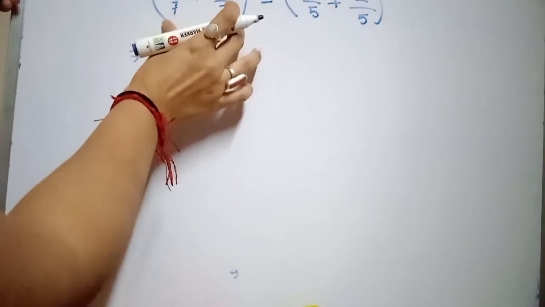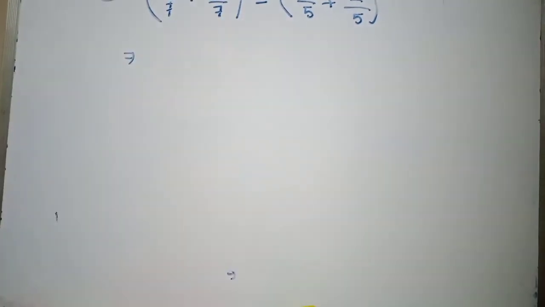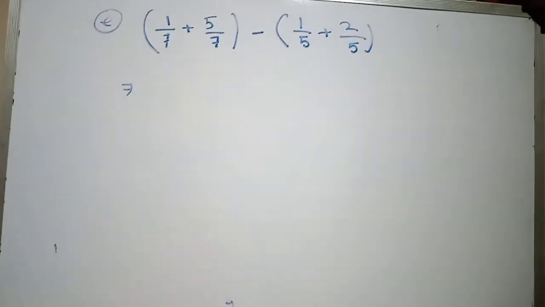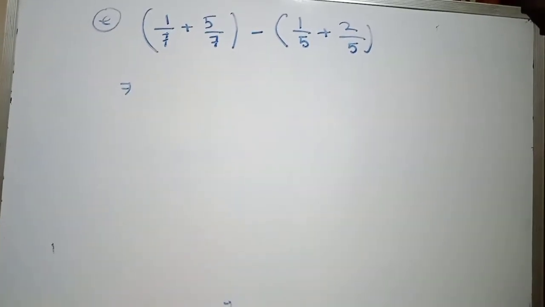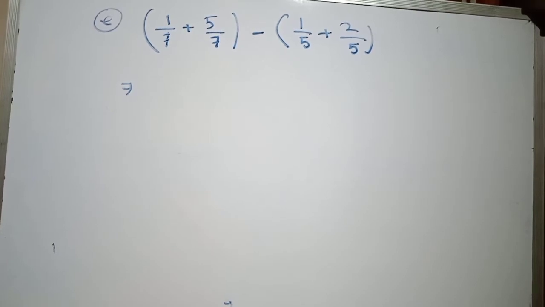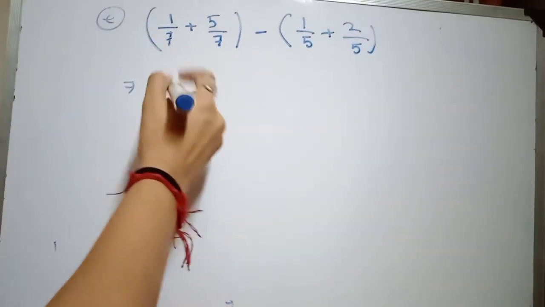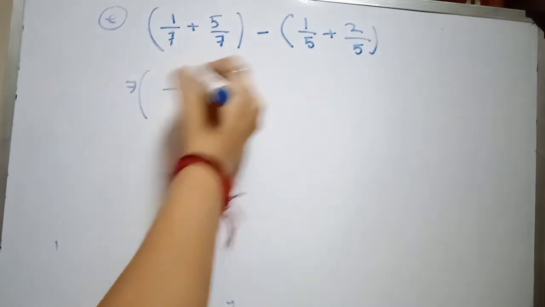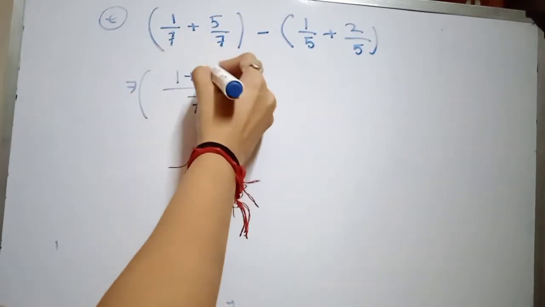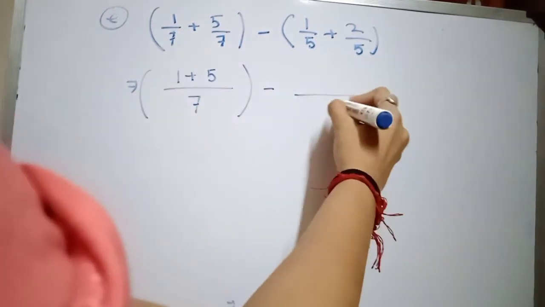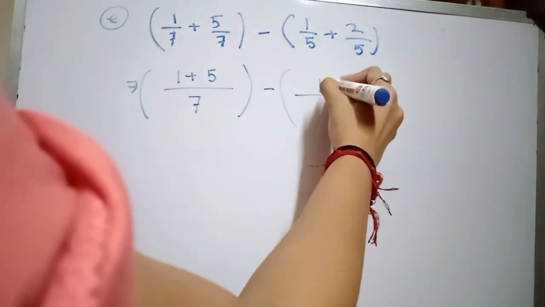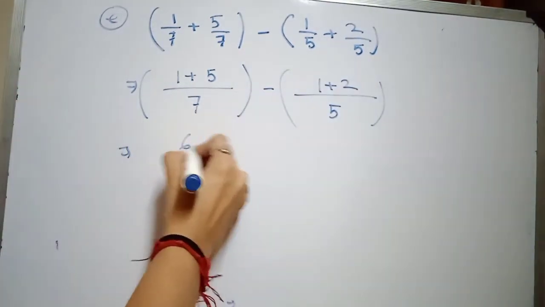Now first we will do this part. We have already done the BODMAS rule. So in that case, BODMAS means first bracket, then of, then division, then multiplication, like this. So we have to do this bracket first. 7 will be the LCM: 1 plus 5, minus, 5 will be the LCM: 1 plus 2. So we get 6 by 7.